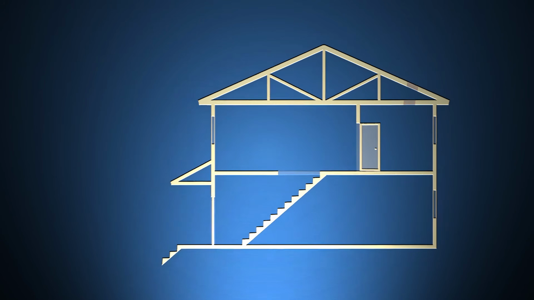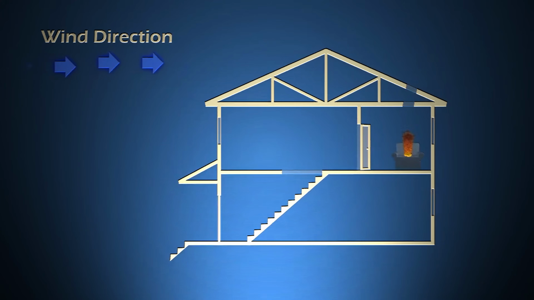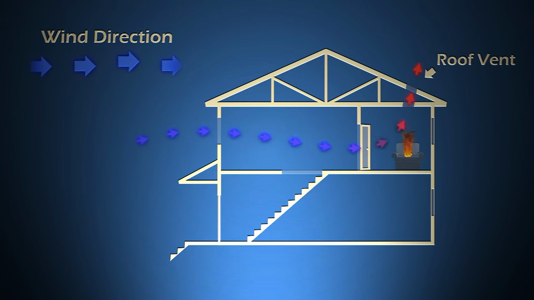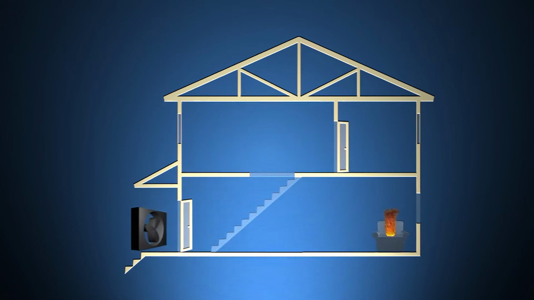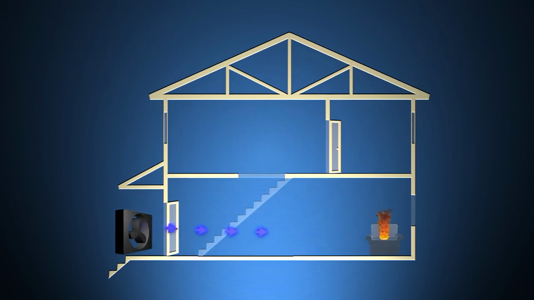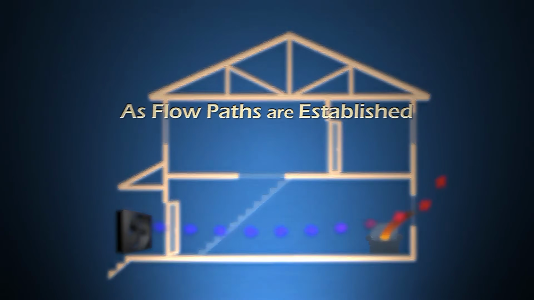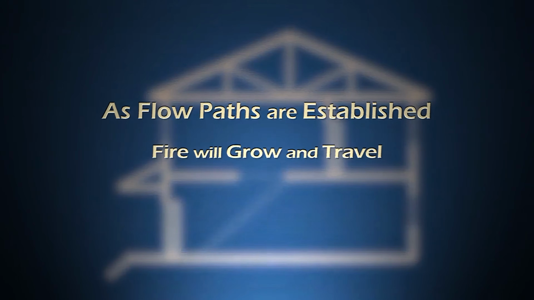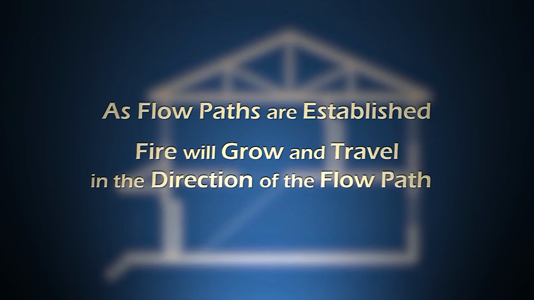A special wind-driven unidirectional flow path can occur on one floor of a structure when a window on the windward side breaks and the wind increases pressure in the structure, forcing air through a leeward opening. Use of positive pressure ventilation can also create wind-driven flow paths. As flow paths are established, fire will grow and travel in the direction of the flow path.